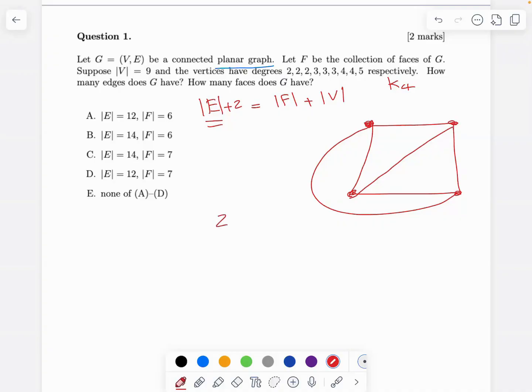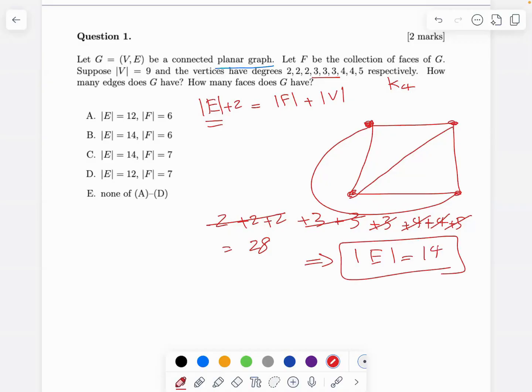So let's do 2 plus 2 plus 2 plus 3 plus 3... 15, 19, 23, 28. So the edges are going to be 14.